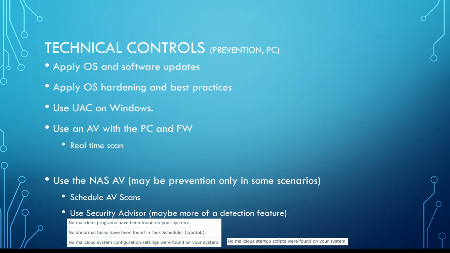Of course, always use an antivirus with the PC and a firewall, and always configure it for real-time scan and also scheduled scan. Another thing is that you can protect the personal computer by using the antivirus that comes with the NAS, so the antivirus essentials or the McAfee. In some scenarios only we can consider the use of this antivirus as prevention, but as it's not a real-time antivirus, it's not a real prevention.